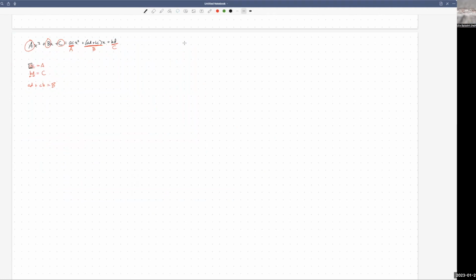We have 4x squared plus 13x minus 12 equals 0. And our strategy is we're going to want to write 4x squared plus 13x minus 12 as something like (ax plus b) times (cx plus d). Okay, so let's see what we need to do here.